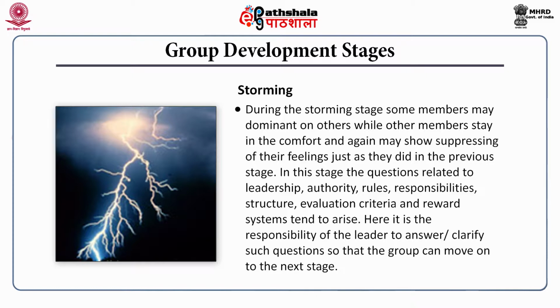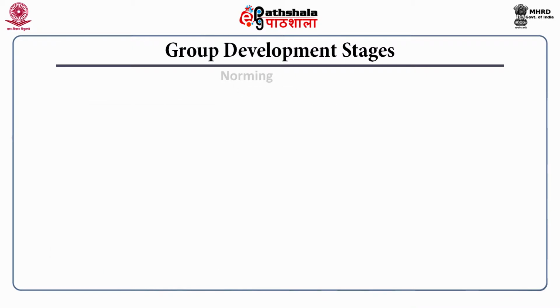In this stage, questions related to leadership, authority, rules, responsibilities, structure, the evaluation criteria, or maybe the reward system tend to arise. Here, it is the responsibility of the leader to answer or clarify all such questions so that the group can move to the next stage, which is norming.